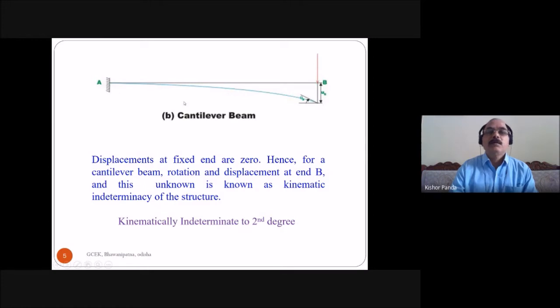Both are 0. But here you see at the cantilever free end, vertical displacement takes place. And there is also rotational displacement that takes place, vertical and rotational. Both displacements take place. So what is the degree of kinematic indeterminacy in this case? This is equal to 2. Displacements at the fixed end are 0. Hence for a cantilever beam, rotation and translation displacement at B take place. This is known as the kinematic indeterminacy of the structure. So the degree of kinematic indeterminacy of the structure is 2. Or you can also say kinematically indeterminate to second degree.